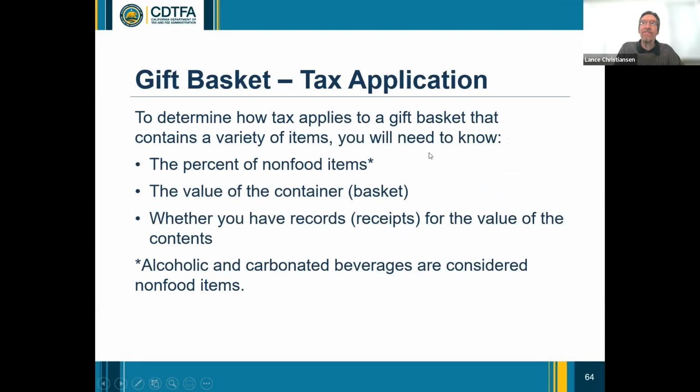Okay. All right, a lot of gift basket selling going on in nonprofits, so we want to touch on those. What's the tax implications there? It depends on if you put together the gift basket and you know the price of everything, you have receipts, or if someone just gave you the gift basket already assembled, because you need to know what percent of the basket is made from non-food items, what is the container price, and you need to have records for that.